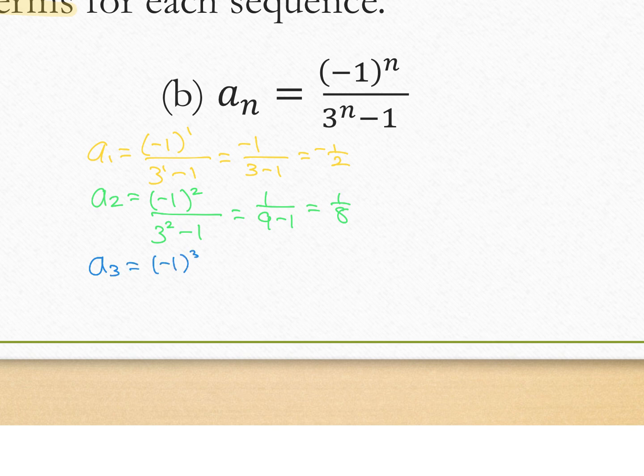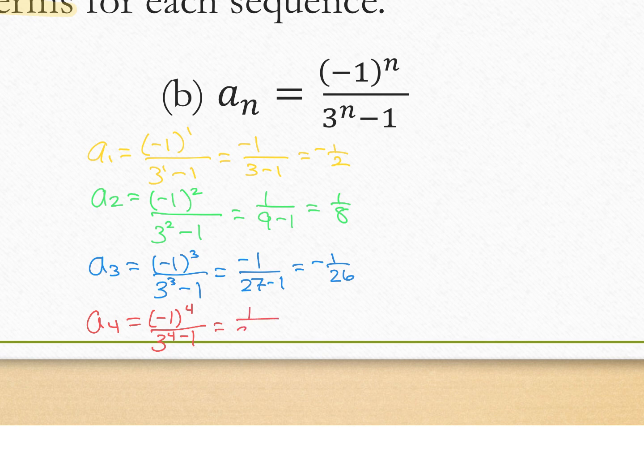Okay, let's look at the third term, a sub 3. Negative 1 cubed over 3 cubed minus 1. Negative 1 cubed is negative 1. 3 cubed is 27, take away 1. Negative 1 over 26, the fourth term. A sub 4 is negative 1 to the fourth over 3 to the fourth minus 1. Negative 1 to the fourth is 1. 3 to the fourth is 81 minus 1. 1 over 80.